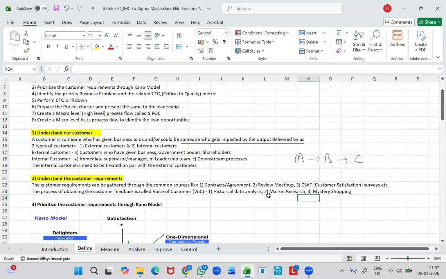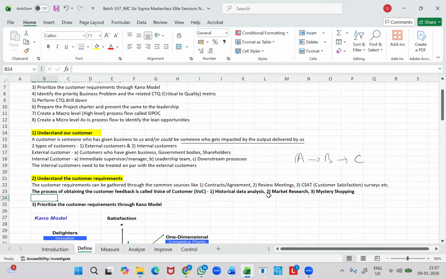So these are some of the sources through which we will be able to gather the customer requirements. But then the process of gathering the customer requirement or the customer feedback is what we would call voice of customer, right? So this voice of customer in short is referred to as VOC. You might have heard about this voice of customer. So how to gather the customer feedback or the voice of customer? There are, again, three sources through which we will be able to gather this customer feedback. CSAT surveys are one such source.